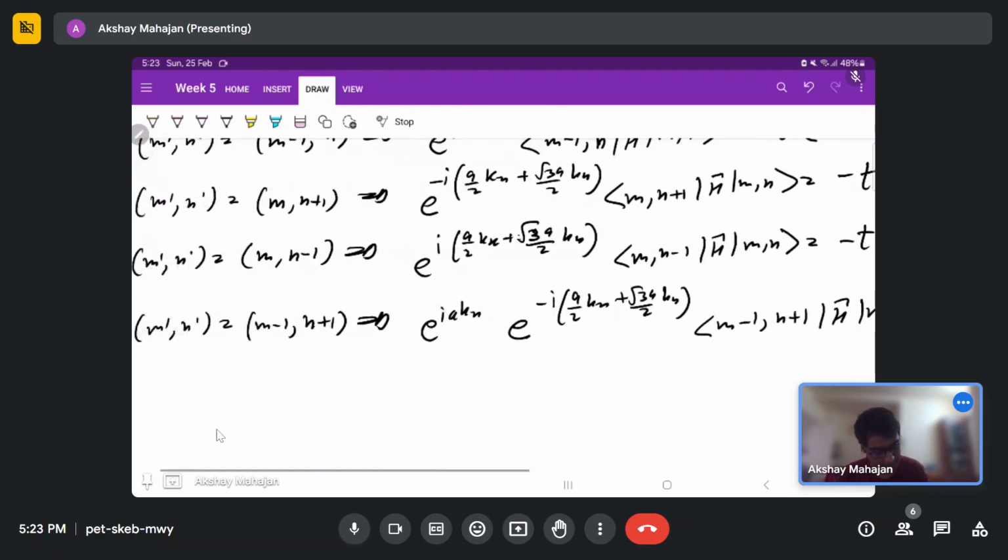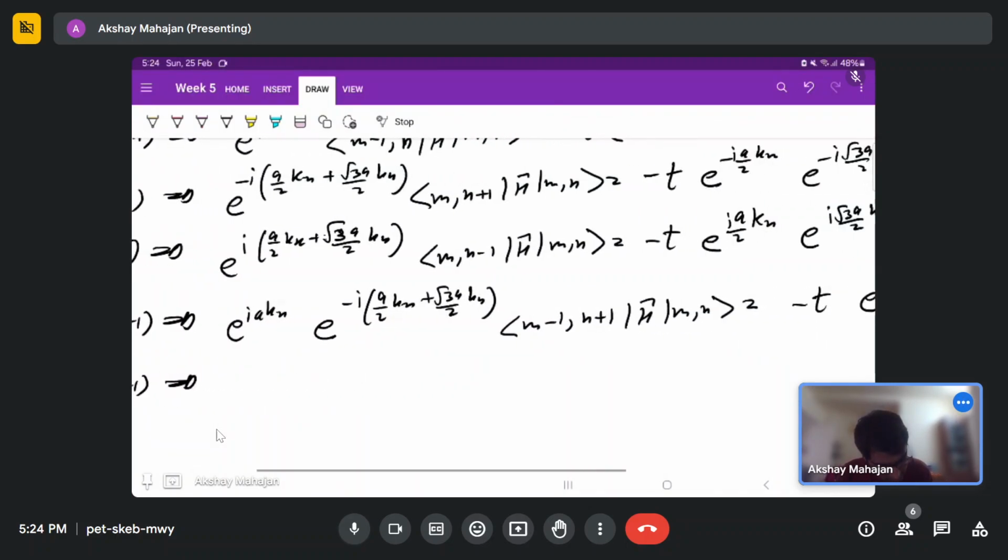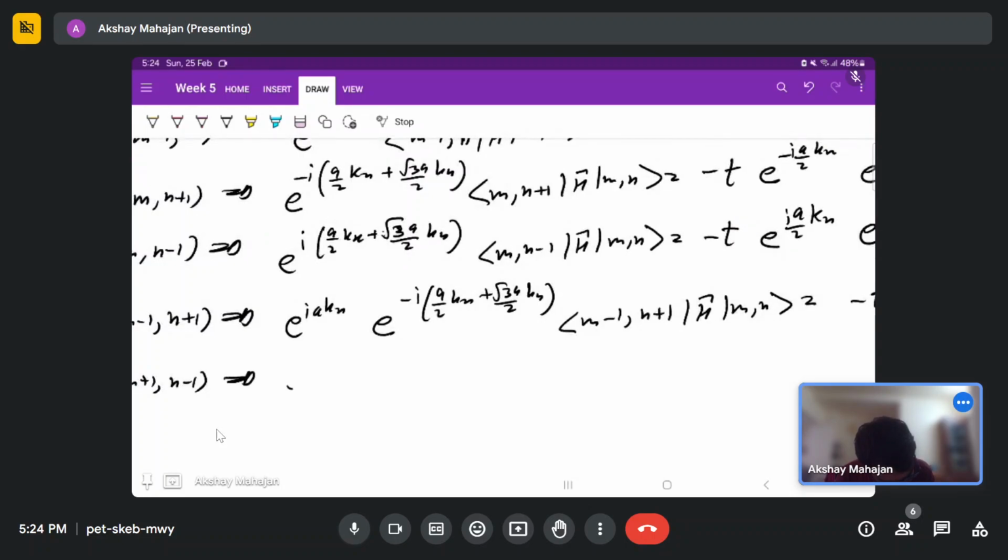Alright. Then we have the seventh term, which is m prime comma n prime equals m plus 1 comma n minus 1. So that will give us e to the power minus iota a kx, e to the power iota (a by 2 kx plus root 3 a by 2 ky).